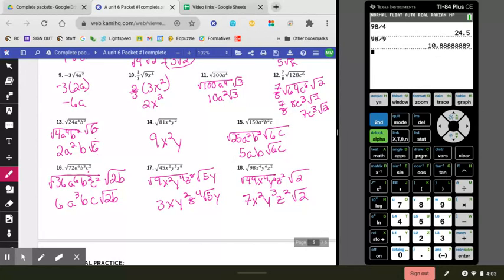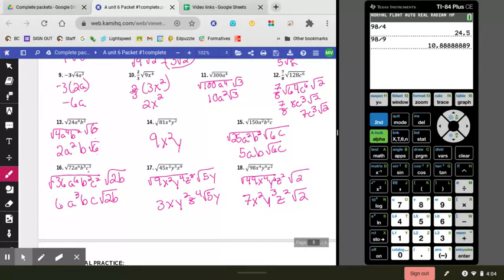X squared is even. Y to the 5th is odd, so that's y to the 4th and y. I always break it into even and 1. Z to the 8th. Square root of 9 is 3. Square root of x squared is x. Square root of y to the 4th is y squared. Square root of z to the 8th is z to the 4th. Radical 5y, because I did not take square root of those.